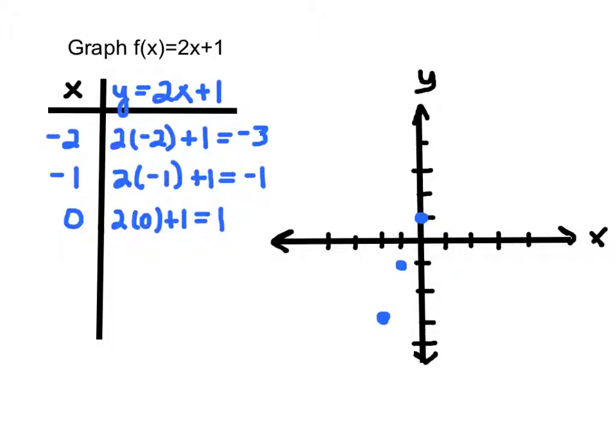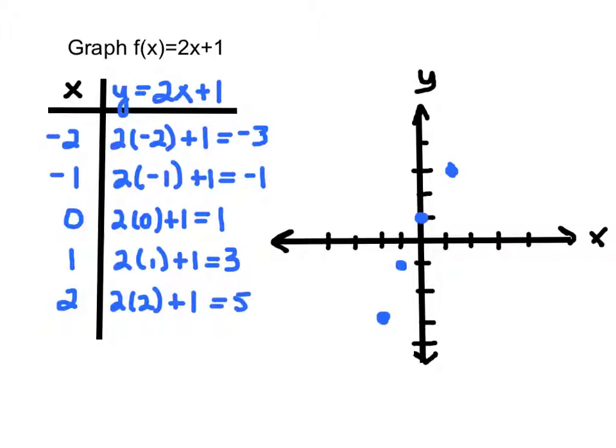I'm going to plug in 1 for x, and so 2 times 1 plus 1. 2 times 1 is 2, plus 1 will give me 3. I have an ordered pair 1, 3. And one more, I'll plug in a 2, 2 times 2 plus 1. 2 times 2 is 4. 4 plus 1 is equal to 5. I have the ordered pair 2, 5. I'll say about right there.